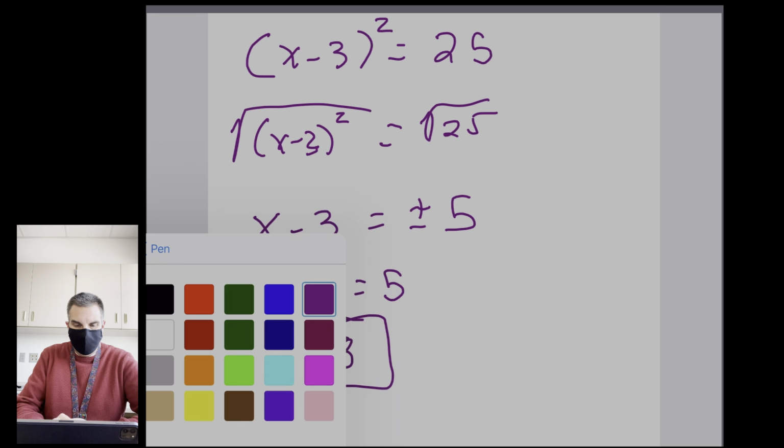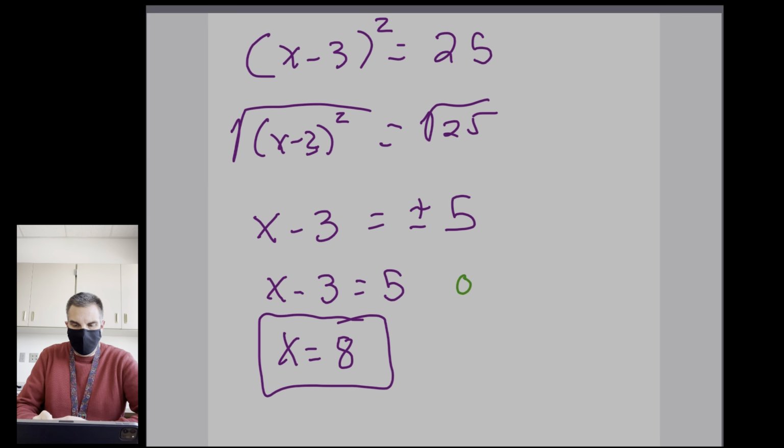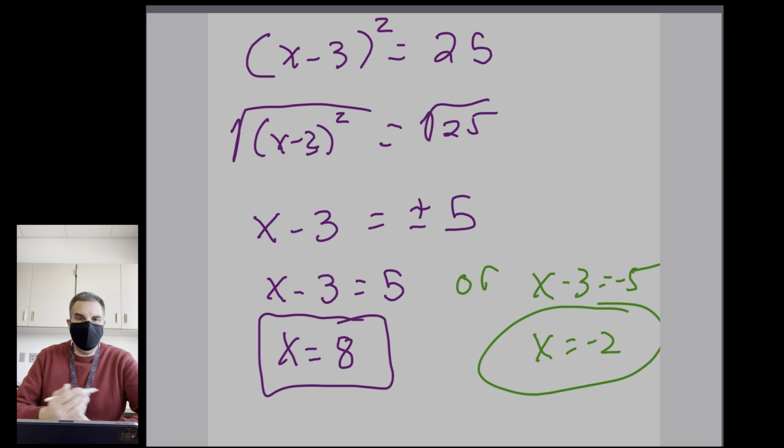Or x minus 3 is going to equal negative 5. Add 3 to both sides and you get negative 2. So you get two solutions when you go in here. And if you look at it, 8 minus 3 is 5. 5 squared is 25. It works. Negative 2 minus 3 is negative 5. Negative 5 squared is 25. So you have to have two solutions when you do this.